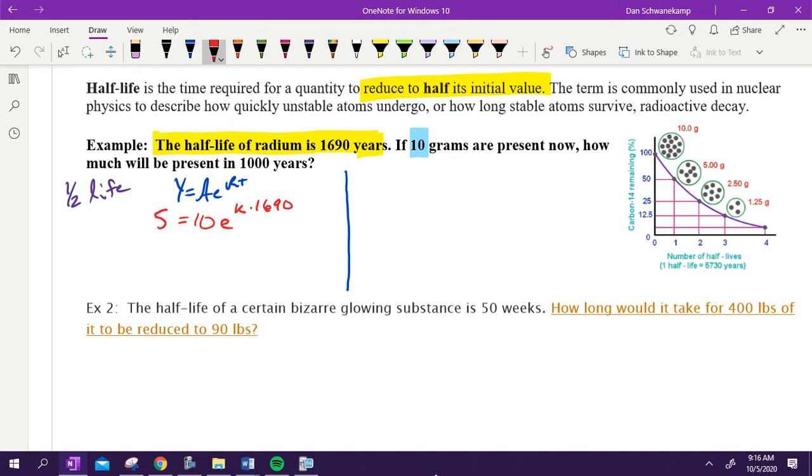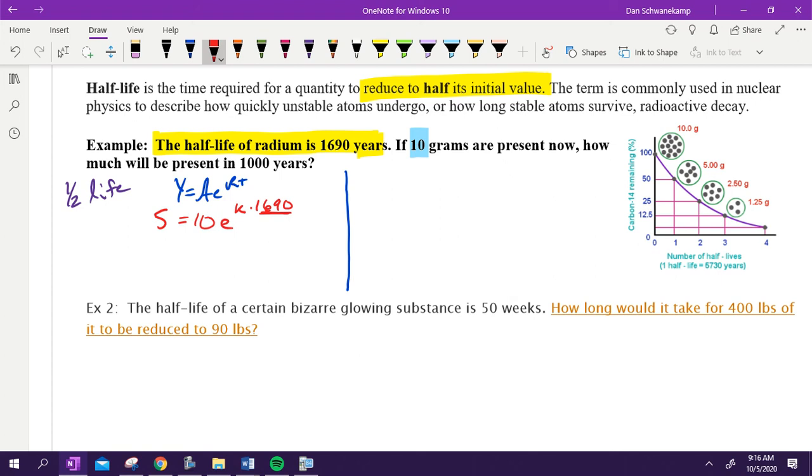You're going to have half as much. This is the lifespan that it takes to get cut in half. And so whatever you start with, 10, is going to be cut in half after 1,690. You don't have to use 10 here. You could use any amount you want to, because after 1,690 years it's going to be cut in half. So if you want to make it easier on yourself, make it 2 and 1.